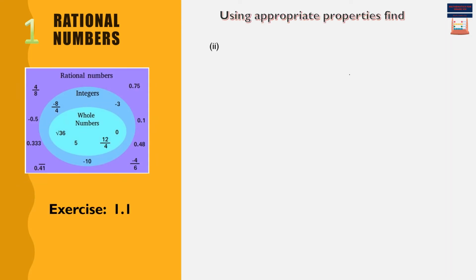Question 2. Using appropriate properties, find 2/5 × (-3/7) - 1/6 × 3/2 + 1/14 × 2/5.